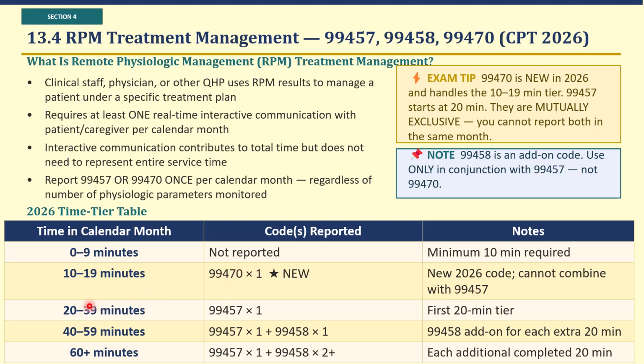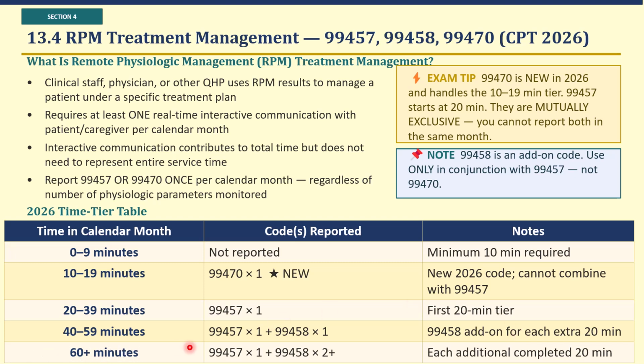When you go to the code 99457, that is 20 to 39 minutes. You can see the first 20 minutes tier. After that, 40 to 59 minutes you can use 99457 plus 99458. 99458 is an add-on for each extra 20 minutes. So you will understand when you do question number 49.